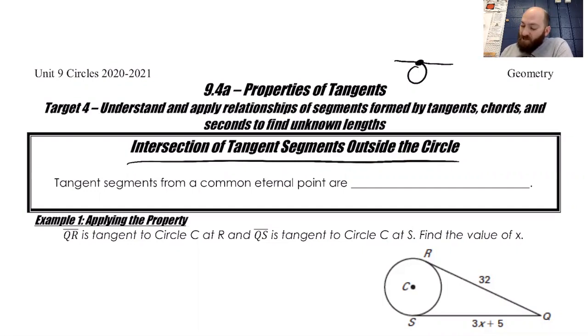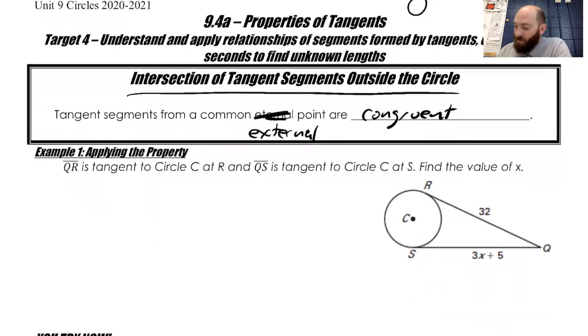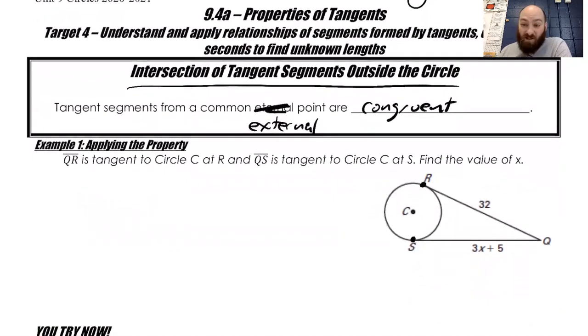When tangent segments form a common external point, they are congruent. So this is what my diagram looks like. Point R and point S are points of tangency for two separate line segments. They come together at point Q. So when two tangent lines cross like this on the outside, the external point, these two segments are congruent. So therefore, 3x plus 5 is equal to 32.